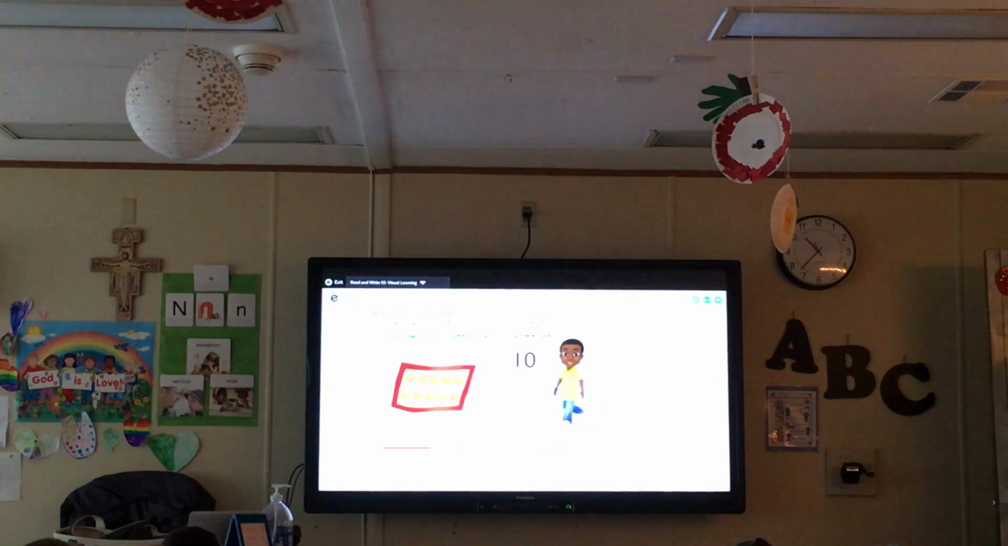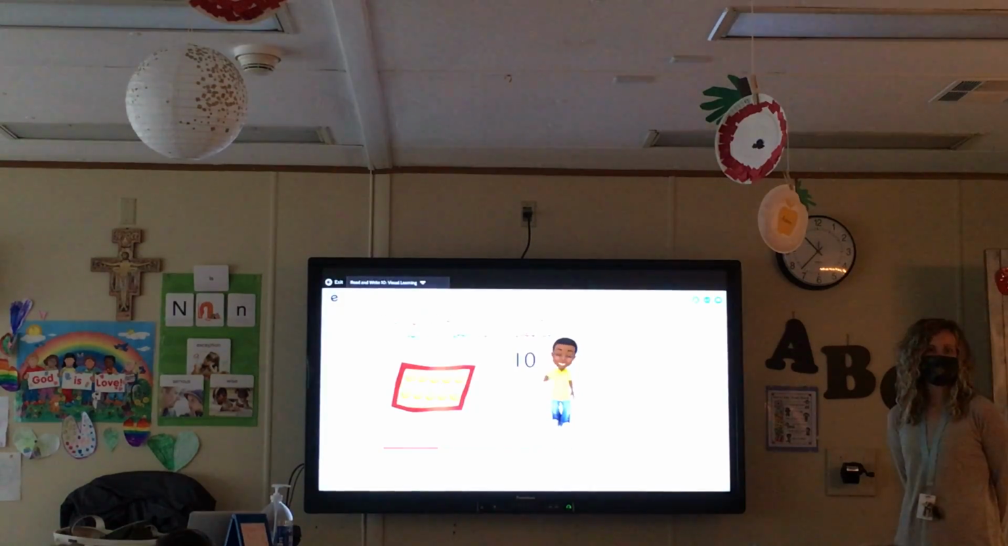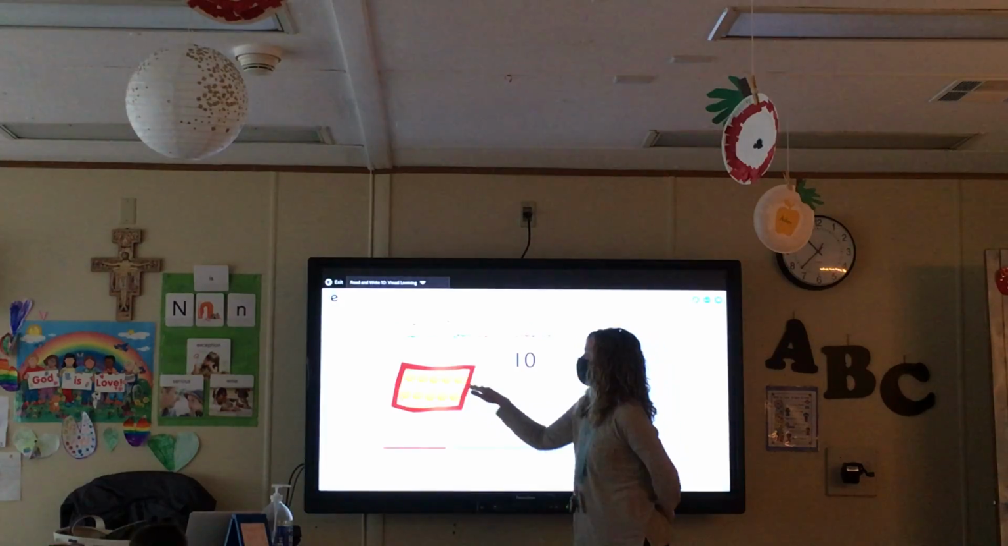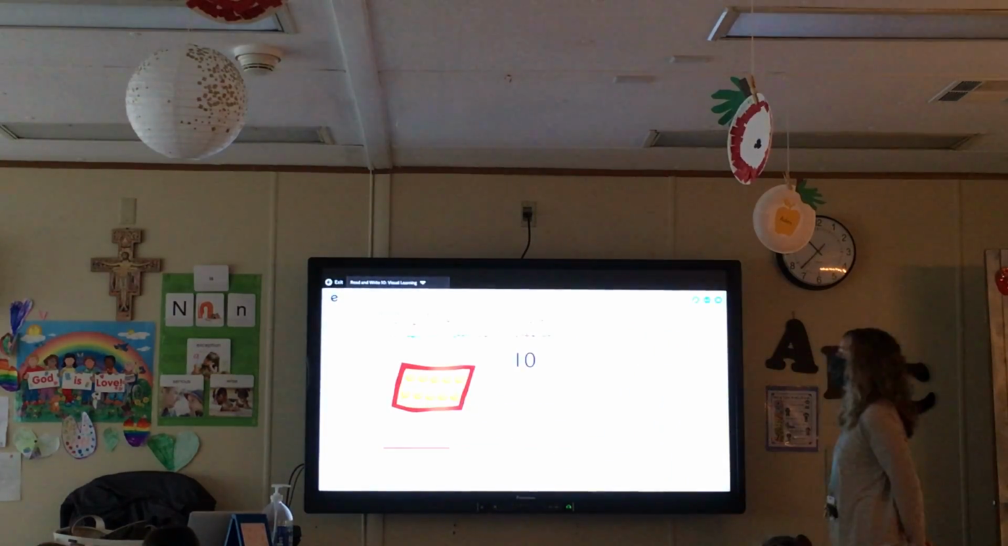How many counters are there? Oh, they're lined up 5 and 5 like a 10 frame, right? So it's easy to tell. Don't you love it when they're lined up? There are 10 counters. Oh my.